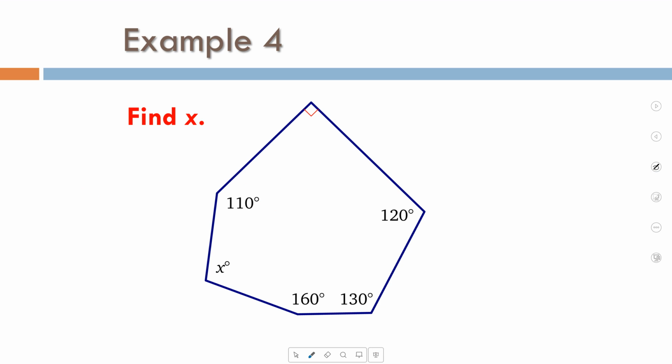Okay, almost done. Solve for x. This one you're on your own. When you get an answer, check with the rest of your group.